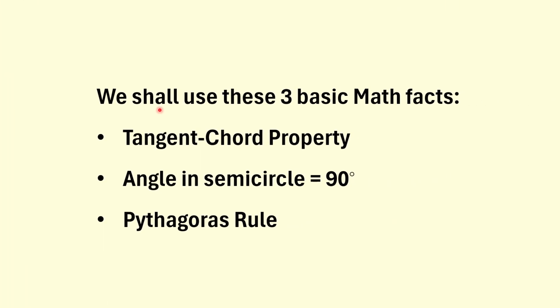Now to solve the given question, we shall be using three basic math facts. Tangent chord property of a circle. Angle in a semicircle is 90 degrees, a right angle. And Pythagoras rule. For a right angle triangle, Pythagoras rule, that is hypotenuse square equals the sum of the squares of the other two sides. We shall be using these three basic math facts.